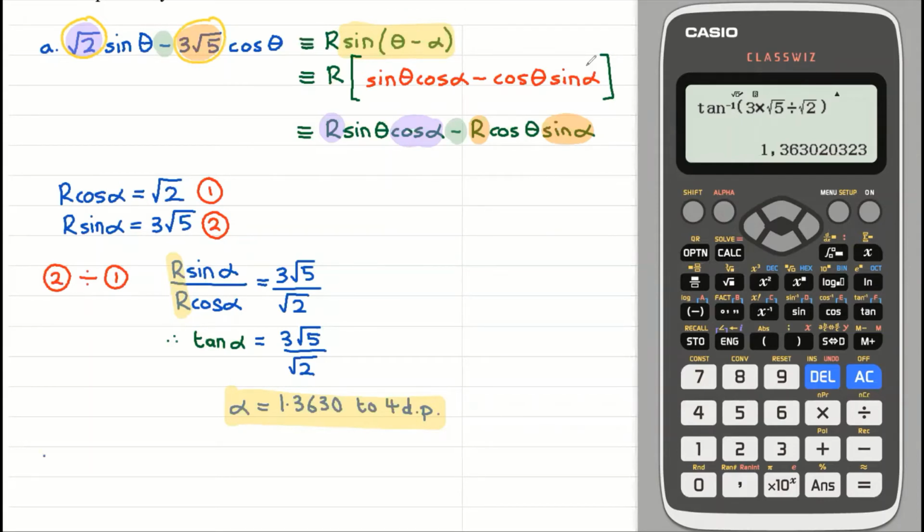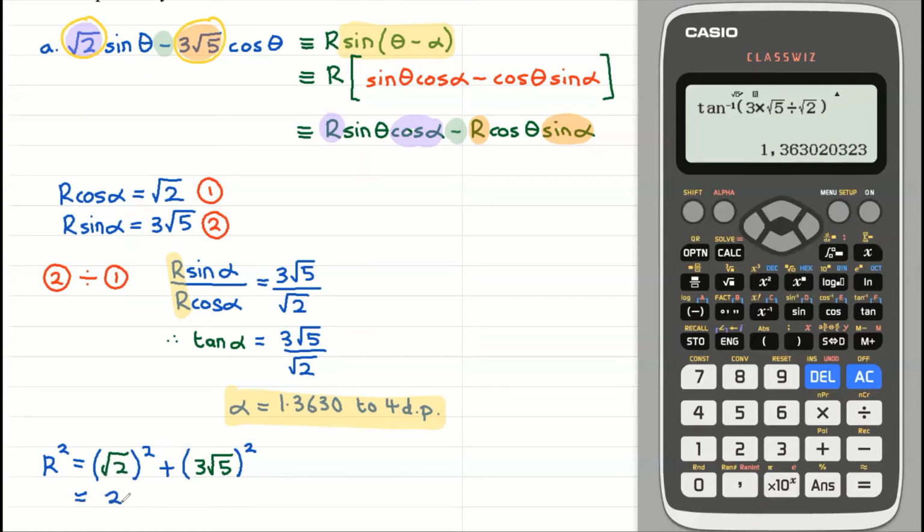So let's do that. R squared is simply going to be the √2 squared plus the 3√5 squared. We'll square both of those. So good opportunity to practice your surds here. Now, obviously, √2 squared, the root and the squaring are inverse functions, so that's obviously going to give us 2.